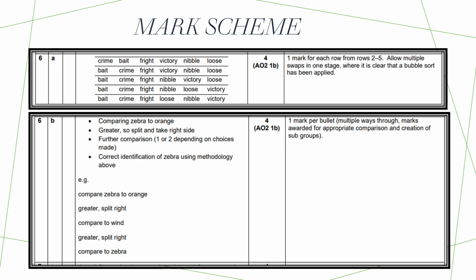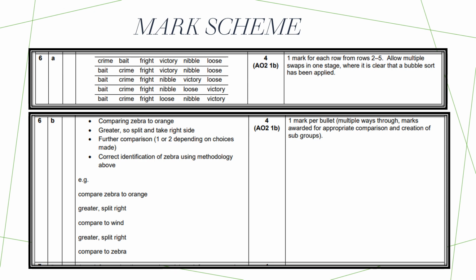So for 6b, it says comparing zebra to orange. So what I do when I'm teaching it is I tell the students to write down what the midpoint is. So the first step is to find the midpoint. So essentially, once you've found the midpoint, you are comparing the value you're looking for to that midpoint. If it's greater than it, you split the data and just keep the right hand side. If it's less than, you would take the left side and get rid of the right.